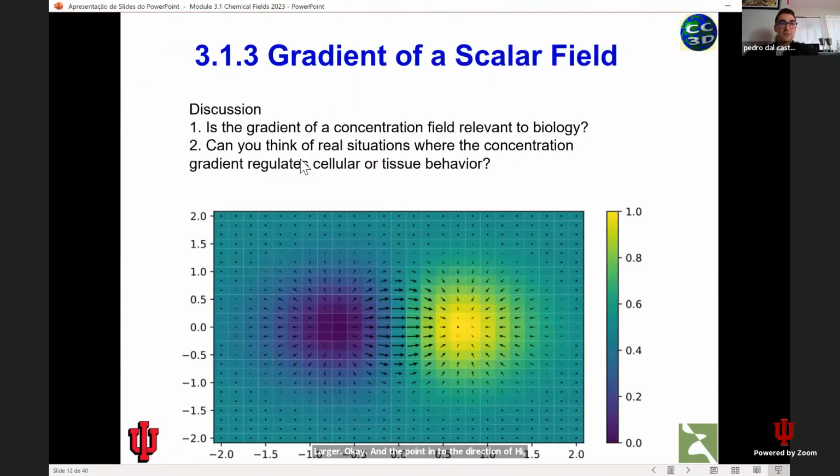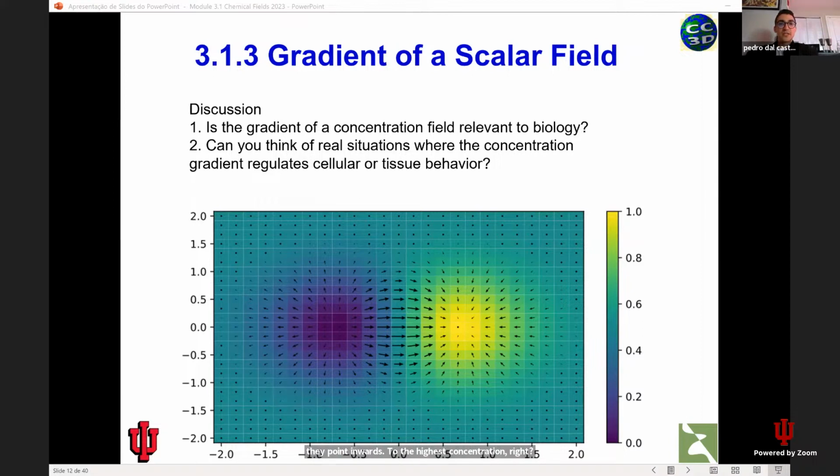This is another image, maybe this is clearer. So in yellow here, we have the high concentration, for example, and in blue, we have the low concentration, and the arrows go outwards from the low concentration region, and they point inwards to the highest concentration, right?